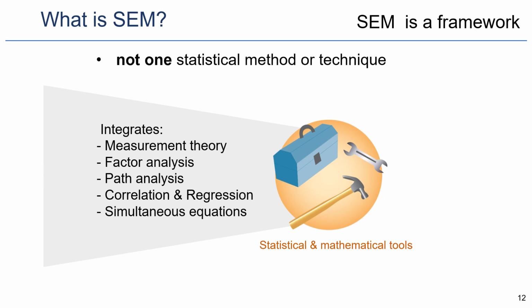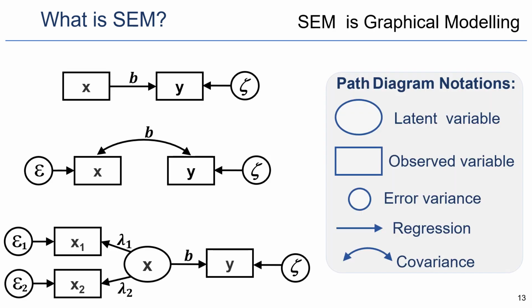SEM is also a part of graphical modeling, and such graphical representations of SEM are called path diagrams, which have special notation. For instance, latent variables, or our hidden concepts, are shown by ellipses. The observed variables are shown by rectangles. Our error variances, or unexplained variances of variables, are shown by circles.